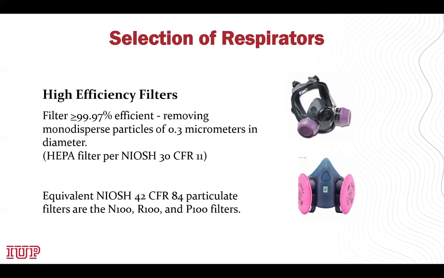High efficiency filters: basically an N100 filter is 99.97% efficient for removing monodispersed particles of 0.3 microns in diameter. HEPA filter per NIOSH 30 CFR 11. The other one, equivalent under NIOSH 42 CFR 84, particulate filters are N100, R100, or P100.